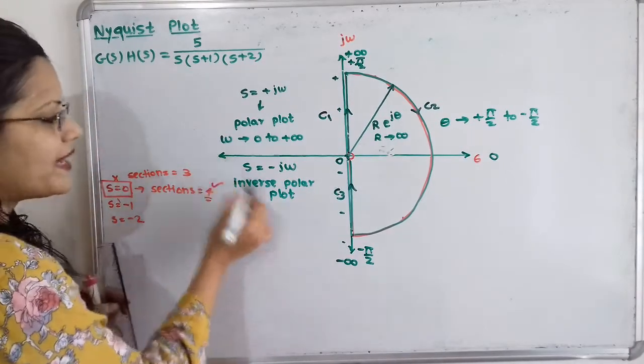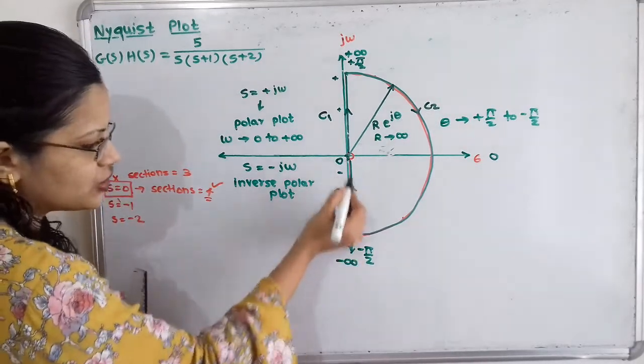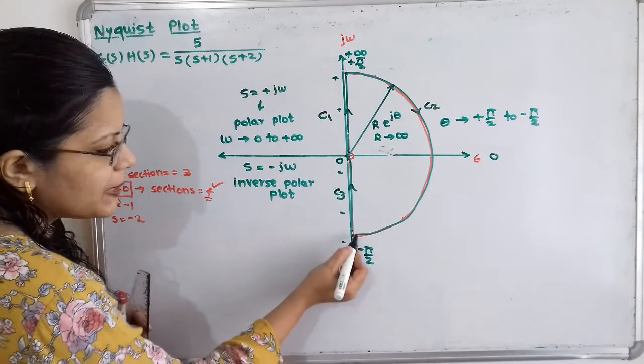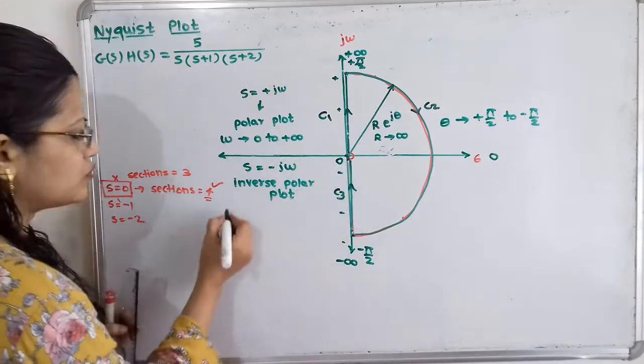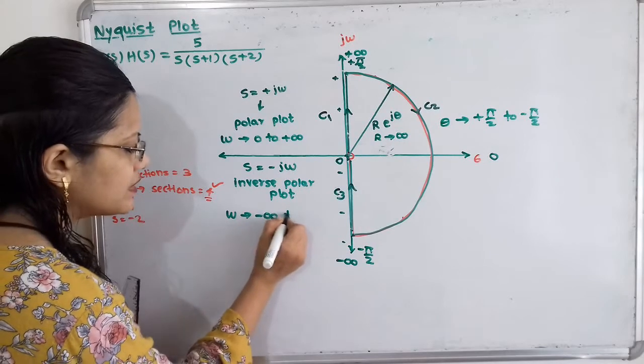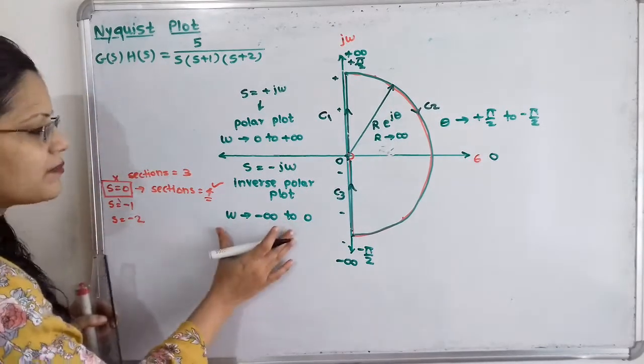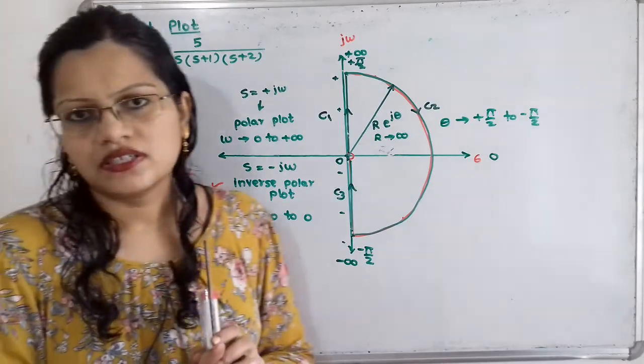And omega will vary from, now if we observe this direction, then direction is from minus infinity to 0. So we will say that omega will vary from minus infinity to 0. So this is about the section 3.